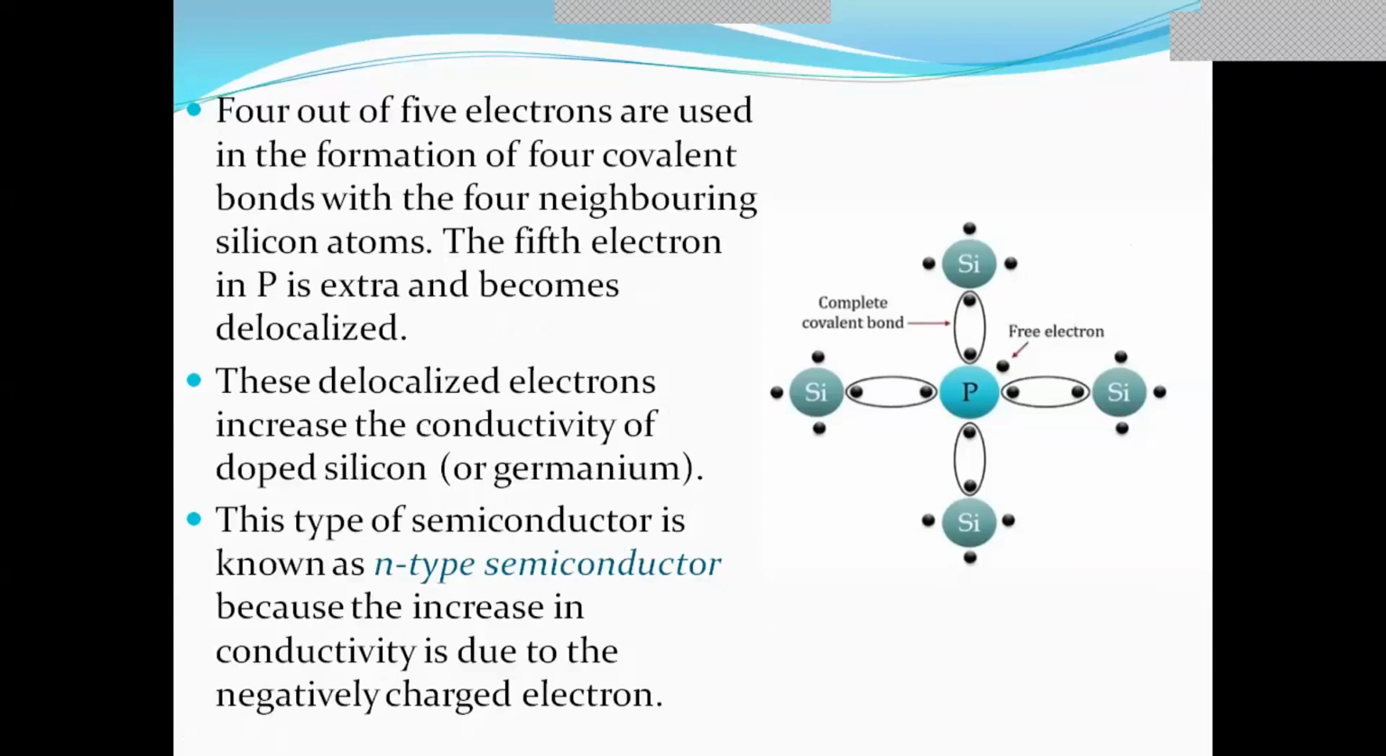So how are N-type semiconductors formed? When silicon or germanium metals, or these materials, are doped with group 15 elements, it results in the formation of N-type semiconductors.